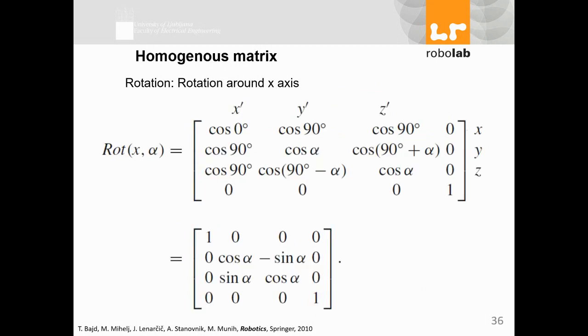So what is the angle between your current x and your next x? 0. That's why you have cosine 0. What is the angle between current y and next y? Alpha. And what is the angle between your current z and your rotated z? See?